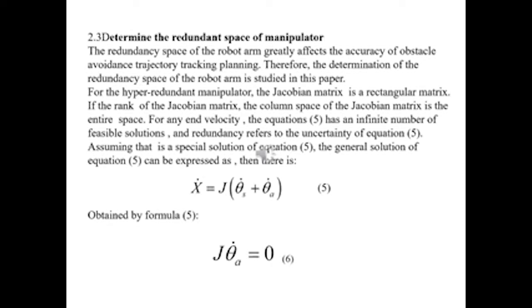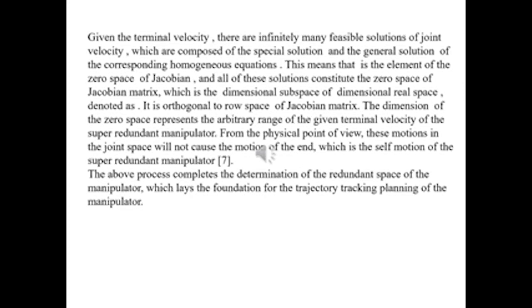Determine the redundant space of the manipulator. The redundancy space of the robot arm greatly affects the accuracy of obstacle avoidance trajectory tracking planning. Therefore, the determination of the redundancy space of the robot arm is studied in this paper. The above process completes the determination of the redundant space of the manipulator, which lays the foundation for the trajectory tracking planning of the manipulator.